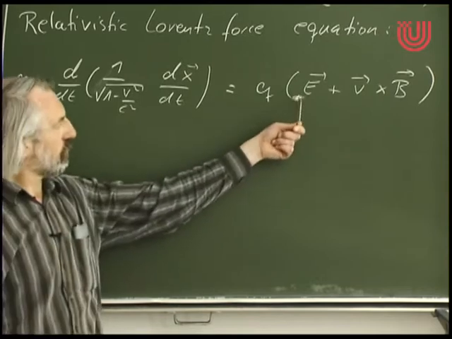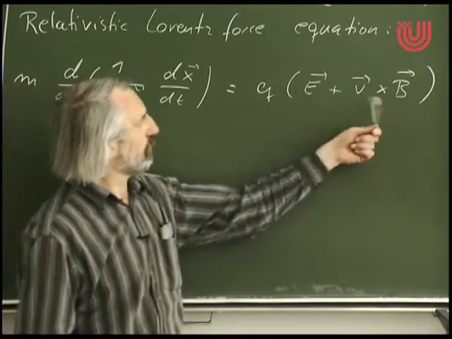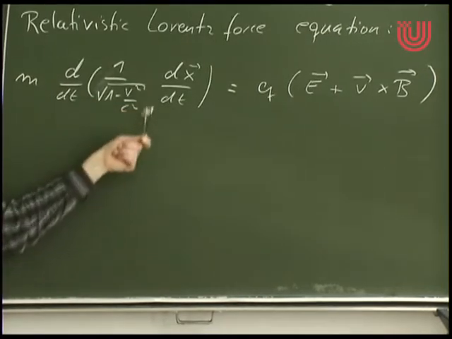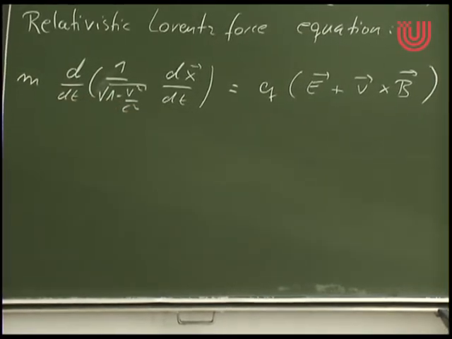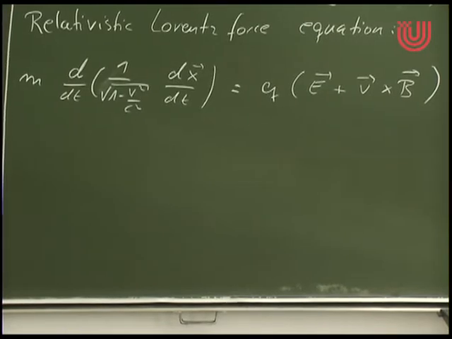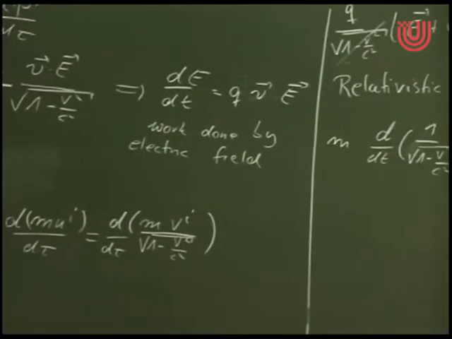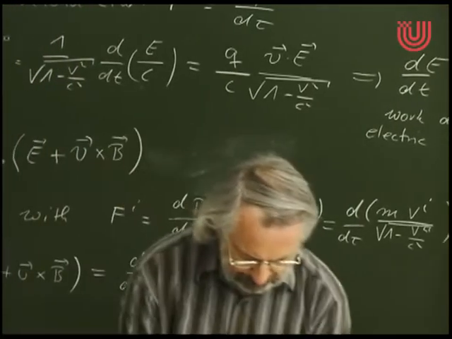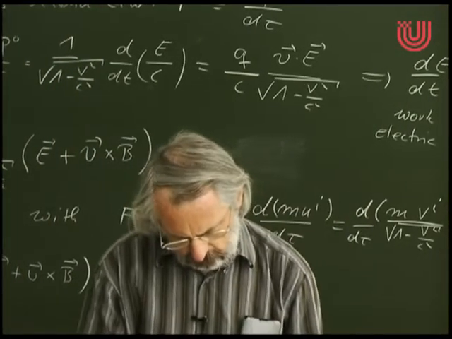You can consider motion in a homogeneous electric field or in a homogeneous magnetic field. And because of this term, you get results which are different from the standard formula, if the speed of the particles is close to the speed of light. Okay, so much for electrodynamics. As I said, we will come back to this.